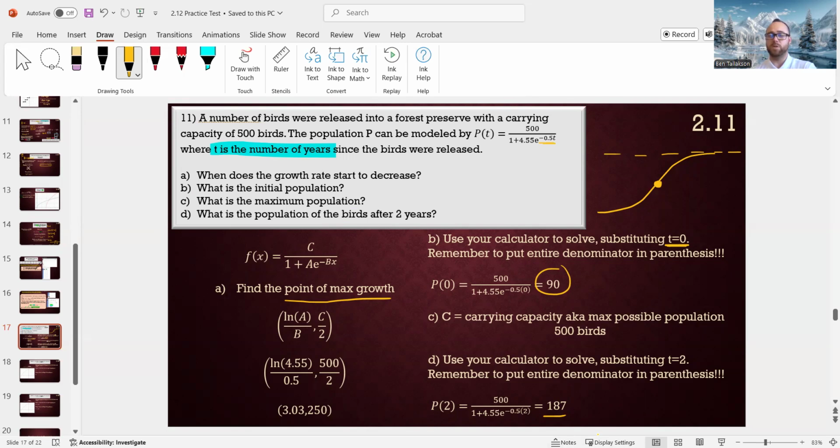So is this forest preserve a good place for the birds to live? Possibly, because they're growing, right? We had 90 in the beginning. After 2 years, there's 187. Seems like they're doing well.